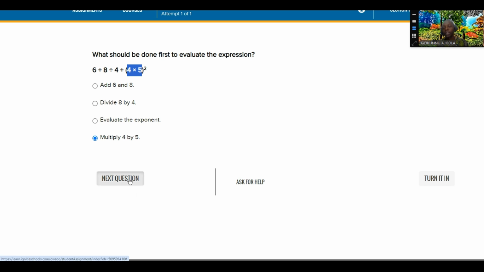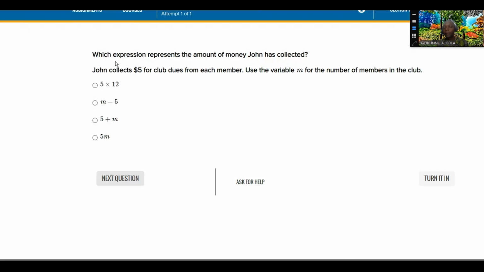Okay. Because it's in the bracket. Then which expression represents the amount of money John has collected? John collects $5 for club dues from each member. Use M for the number of members in the club. So if M is 1, John has collected 5. If M is 2, John has collected 10, which is 5 times 2. So if we don't know M, then John has collected 5M. Okay?